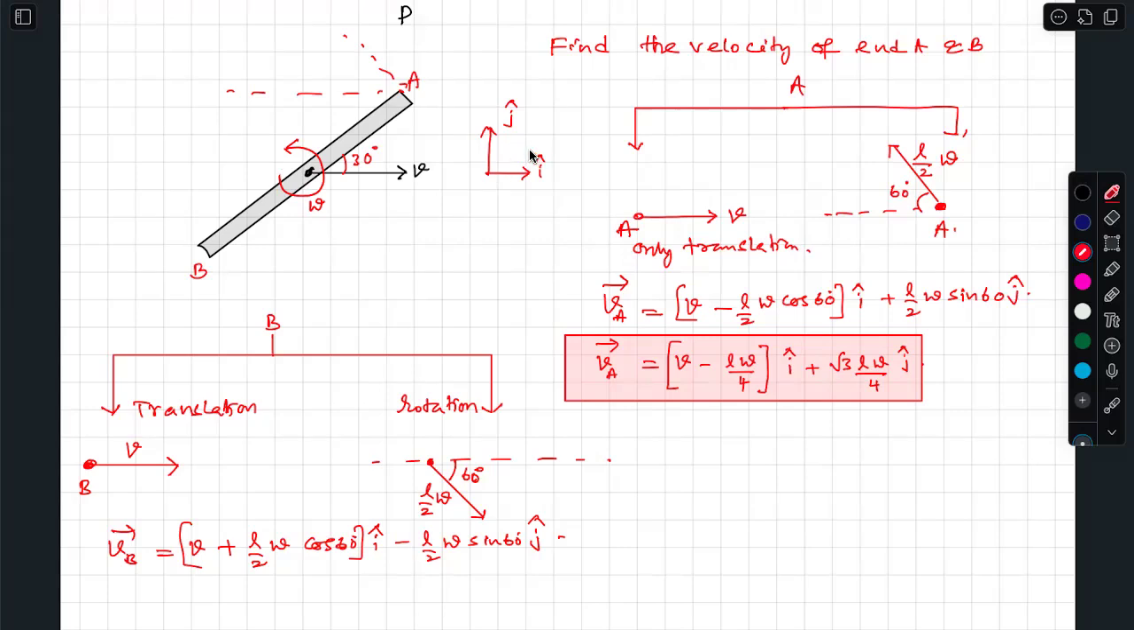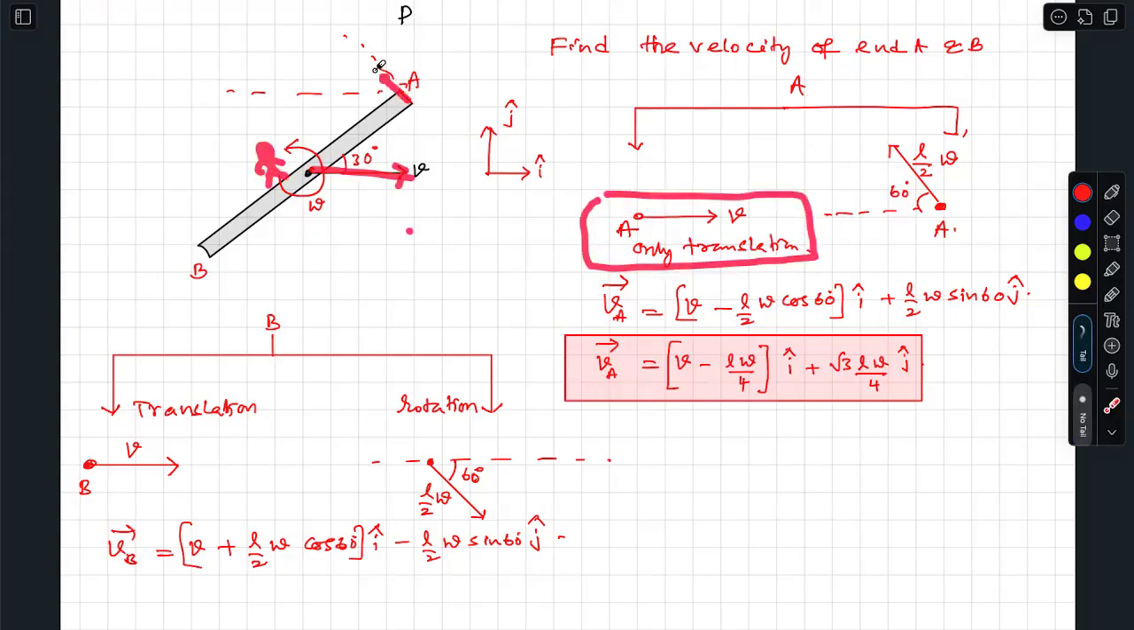Right. Now let us study A, what is happening. If you consider only translational motion, this is the picture. Please confirm whether you understood or not. Forget about rotation. When I said V of the center of mass, there is only the translational part, which means A will have velocity V. With respect to the center, A will have L by 2 omega.